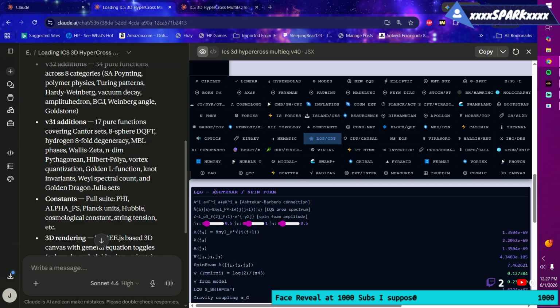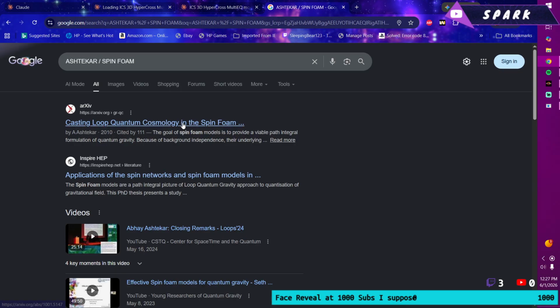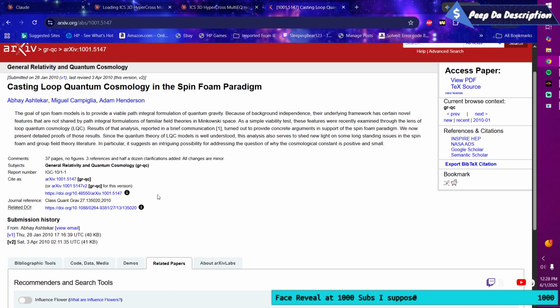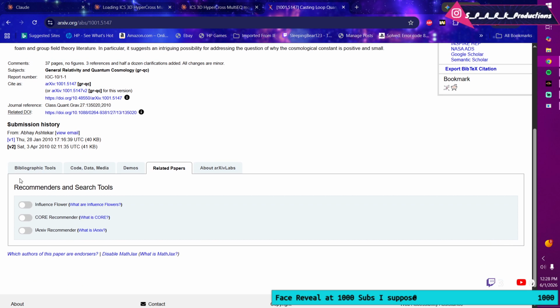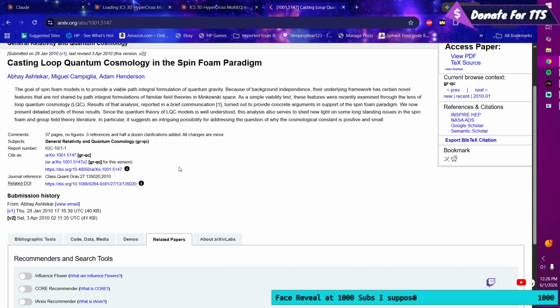Because what the hell is this, right? What is this? Spin foam. So then I just do this. Boom. Casting loop quantum gravity. Oh, loop quantum cosmology and spin foam. So, and then I can learn. But it's not like it's pulling from bullshit. So, interesting.